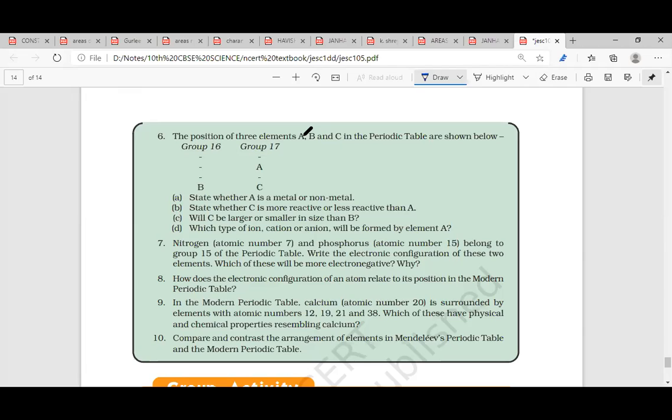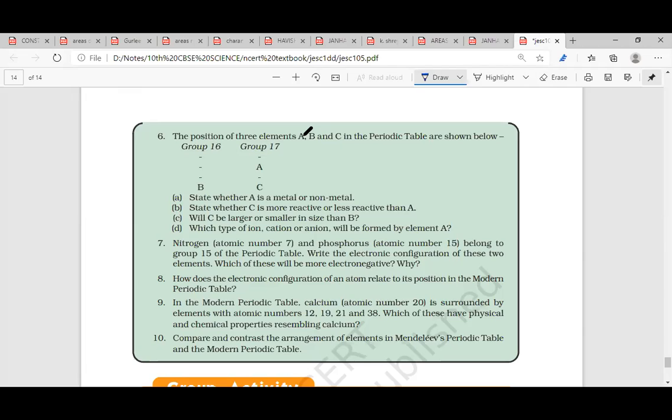If an atomic number is given, how will you find out its position? The period number is equal to the number of shells. So first we will find out the electronic configuration. By knowing the number of shells, we will find out the period number, and by knowing the valence electrons, we can decide the group number.